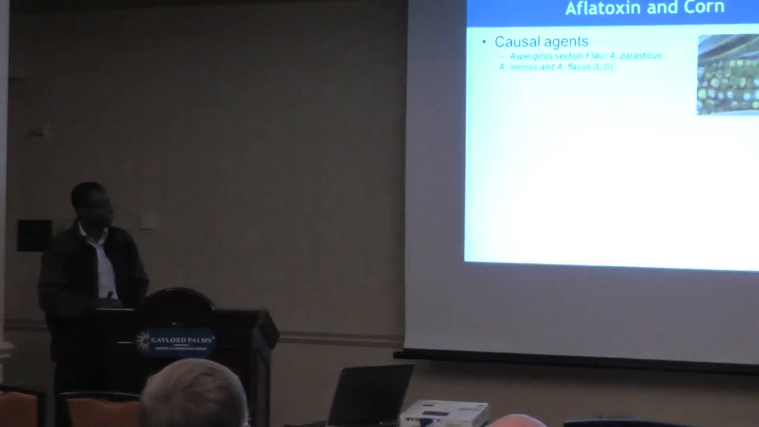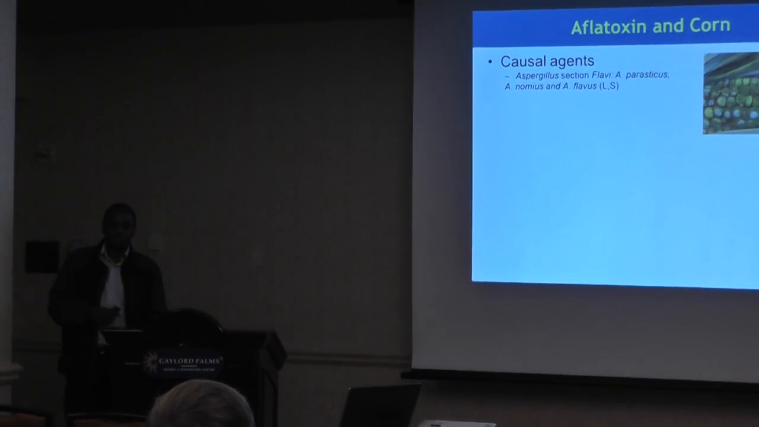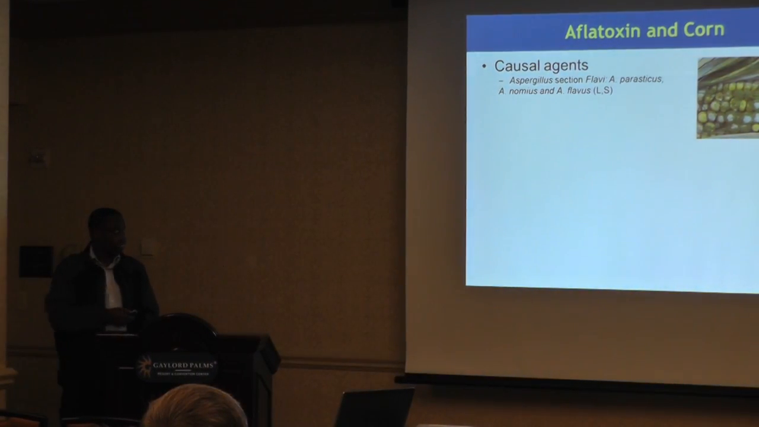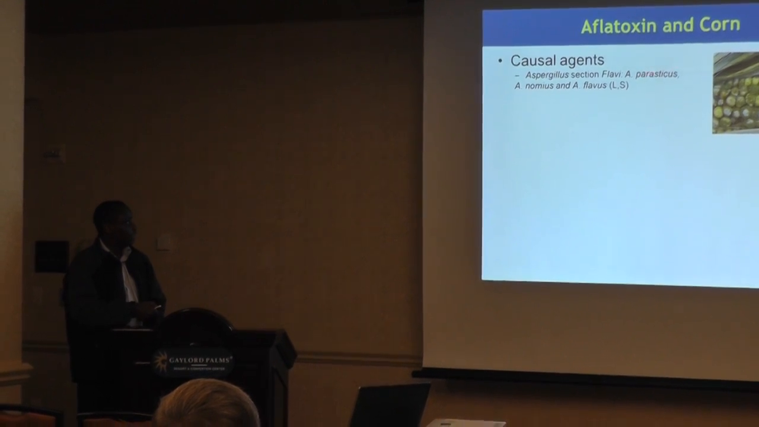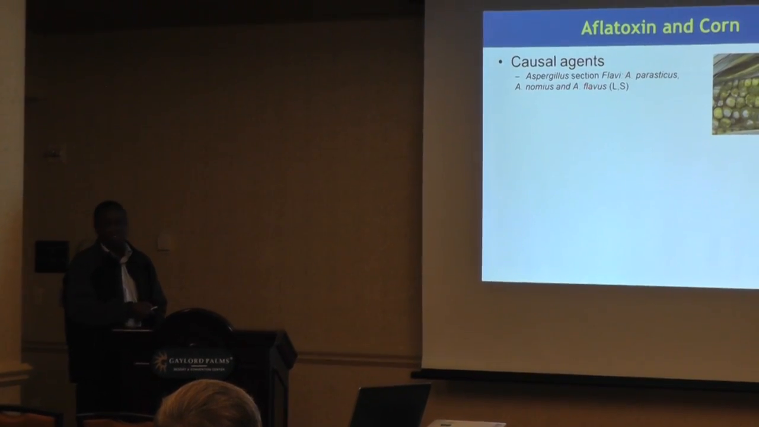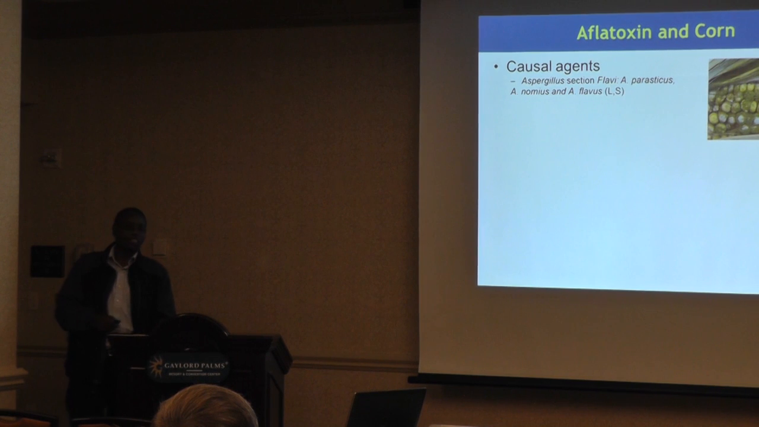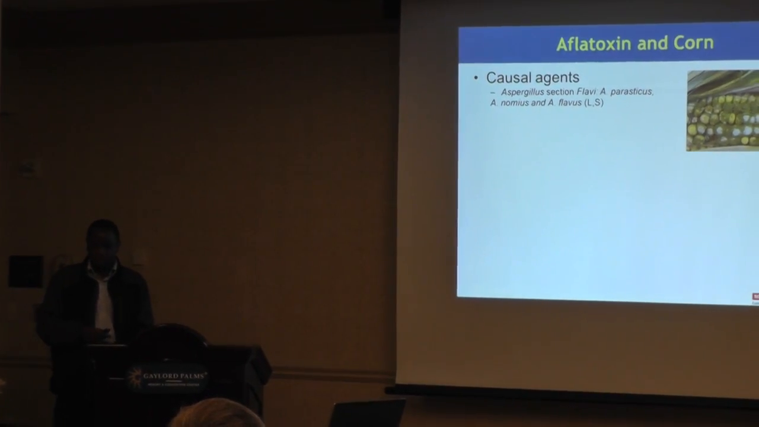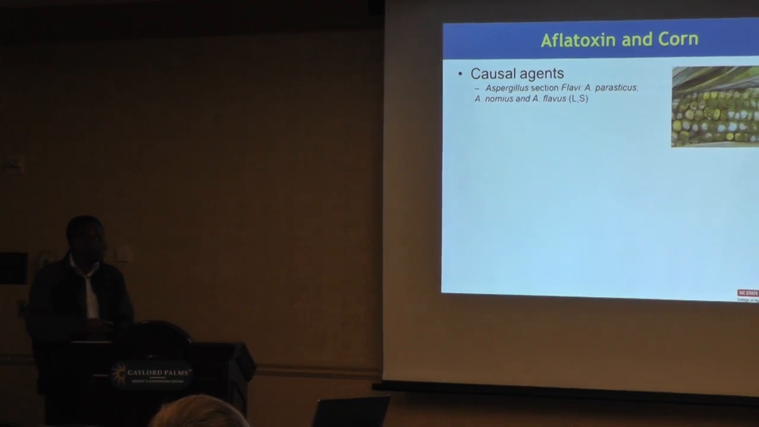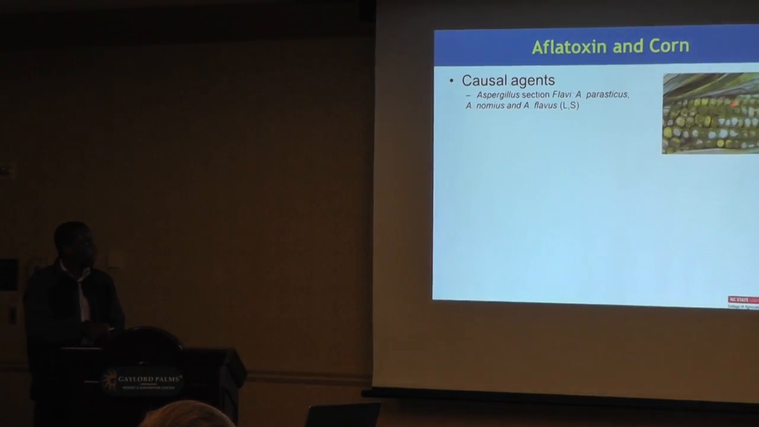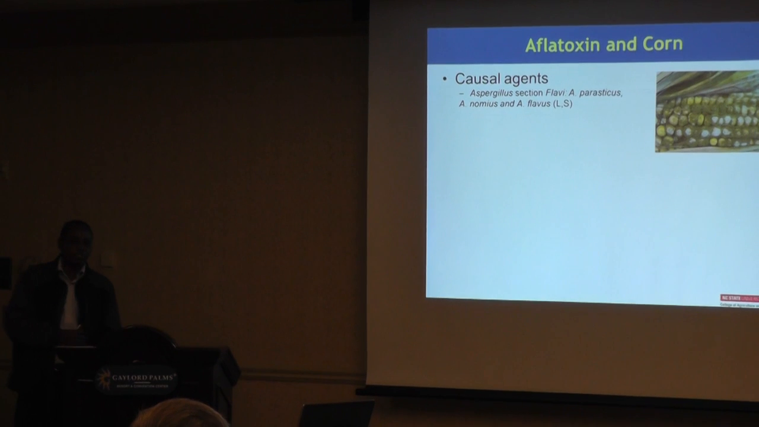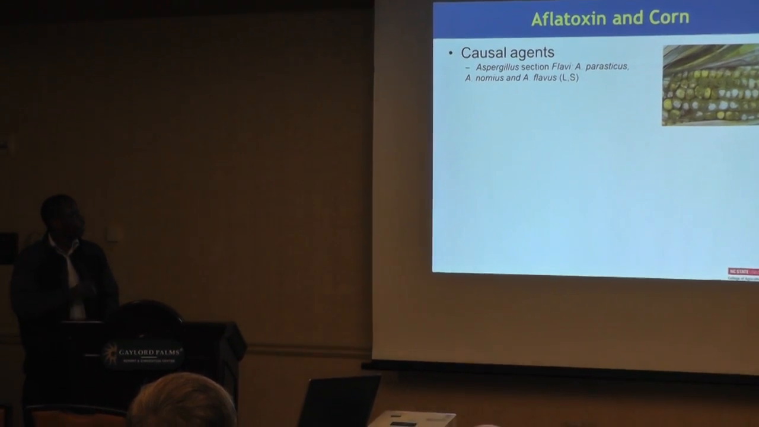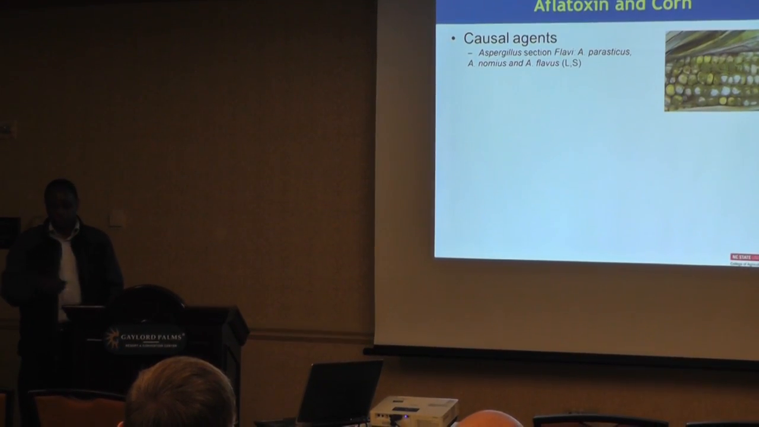So just to start, aflatoxin in corn is caused primarily by members of Aspergillus section Flavi, and this includes A. parasiticus, A. nomius, and A. flavus. We have L and S strains. Of these three species, A. flavus seems to be the most important as far as corn is concerned. This is a corn ear showing this correlation with Aspergillus flavus in specific kernels.